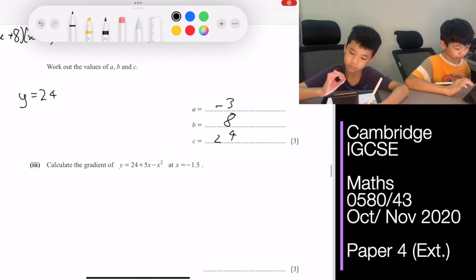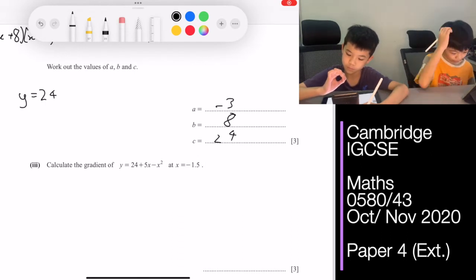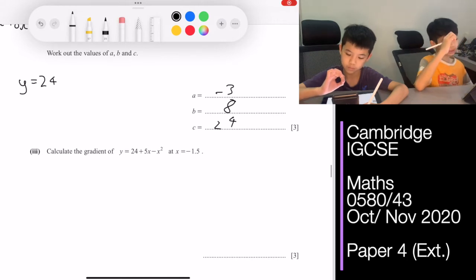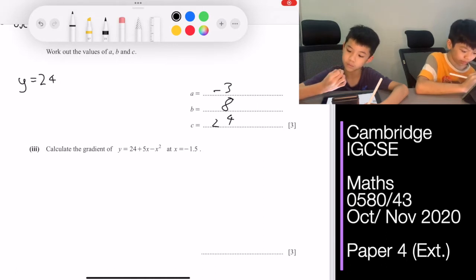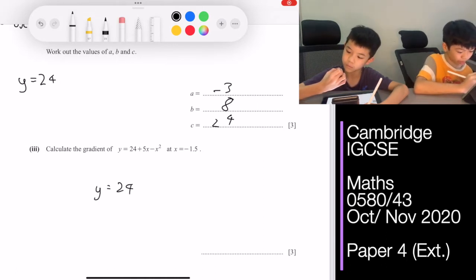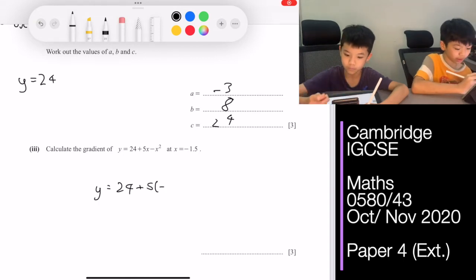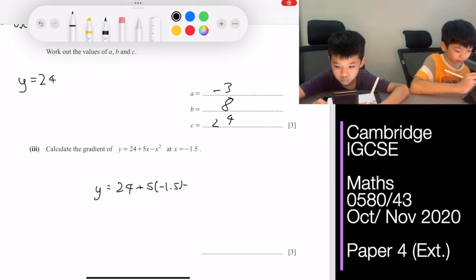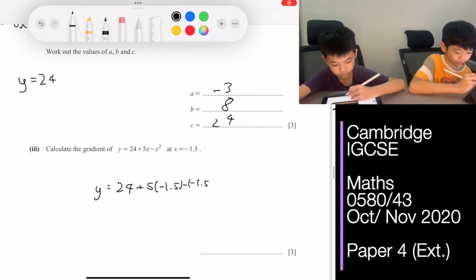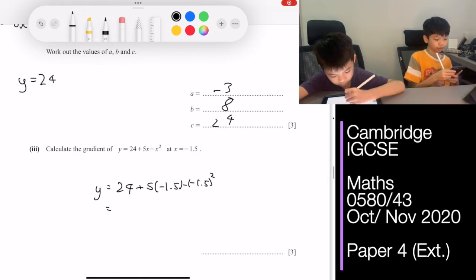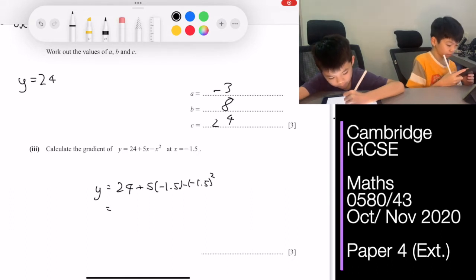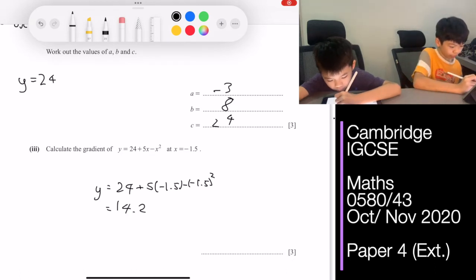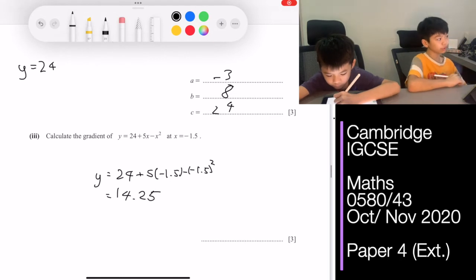Question 7A3, calculate the gradient of y equals 24 plus 5x minus x squared at x equals negative 1.5. y is 24 plus 5 times negative 1.5 minus negative 1.5 squared, which is 14.25. So y is 14.25.